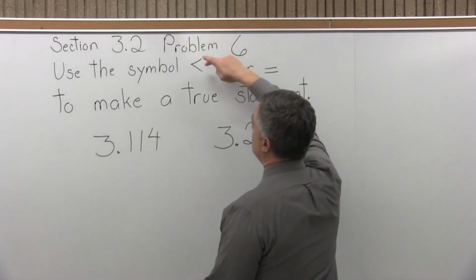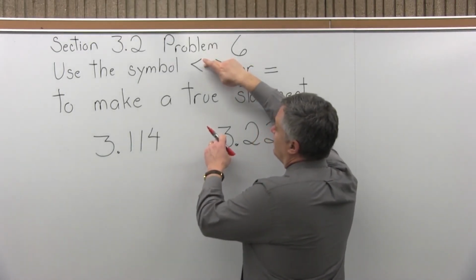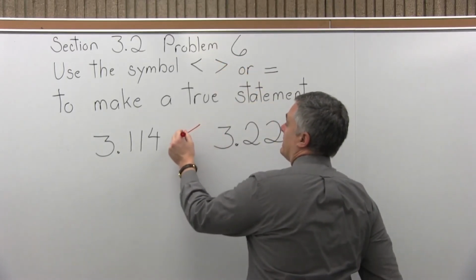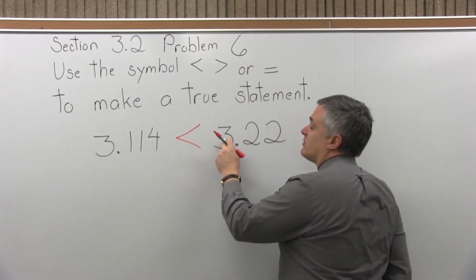So I need to choose the symbol where the open end will face the larger value. So I want the open end of my inequality symbol to face the 3.22.